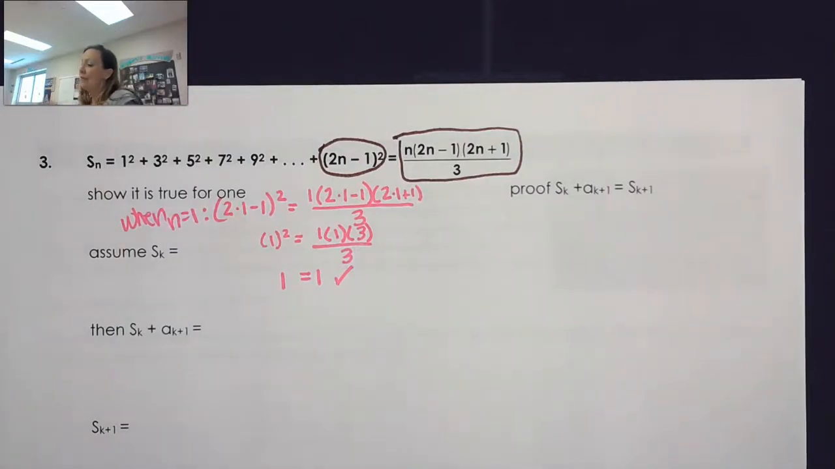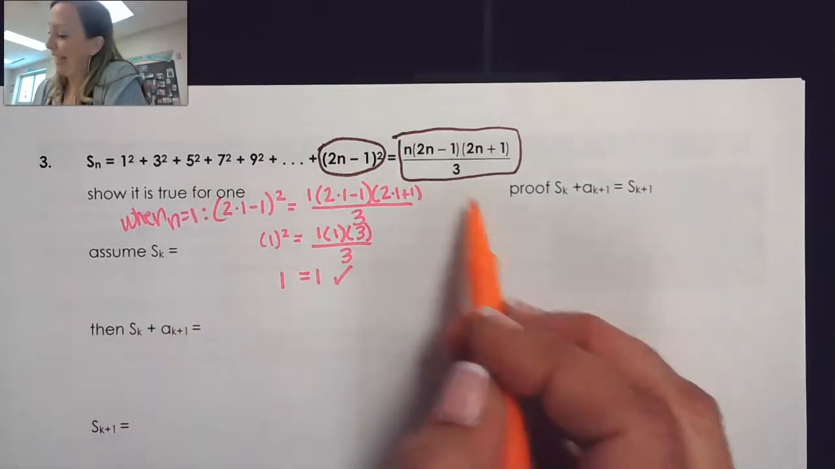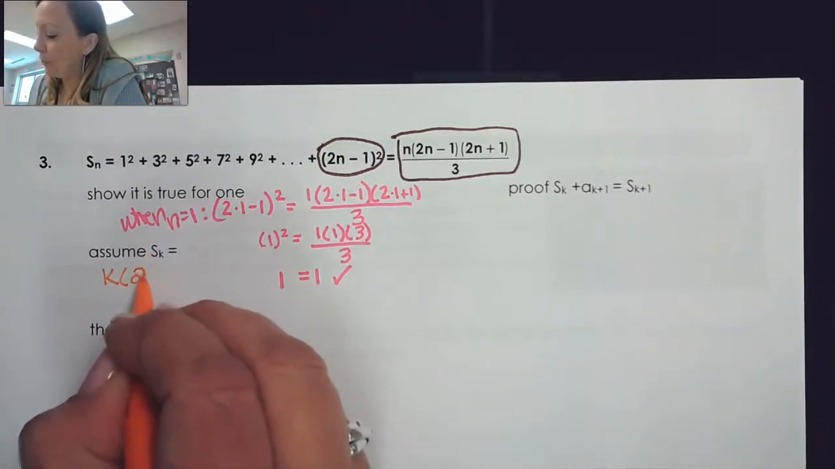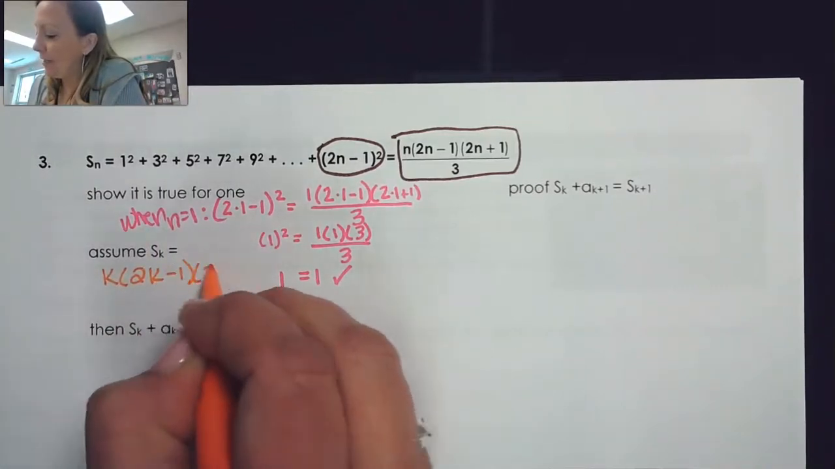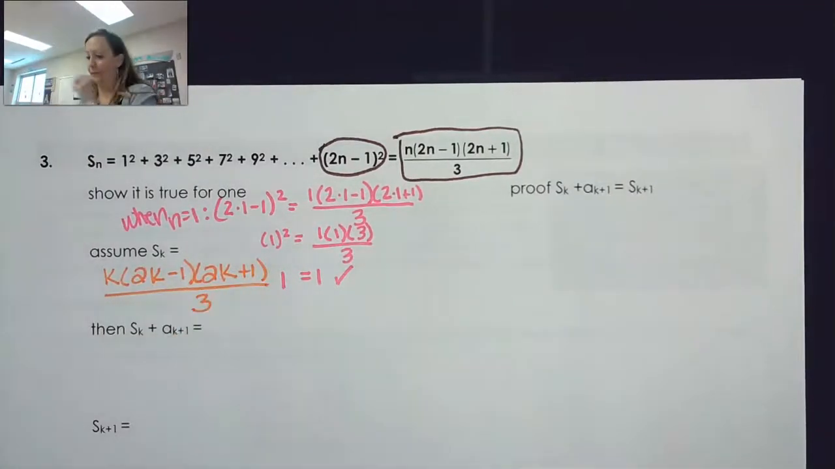So now that we're on the first rung of the ladder, let's assume we're on a random rung of the ladder, which is our s sub k. So we're going to put k into the rule for our sum. k times 2k minus 1 times 2k plus 1 all over 3.